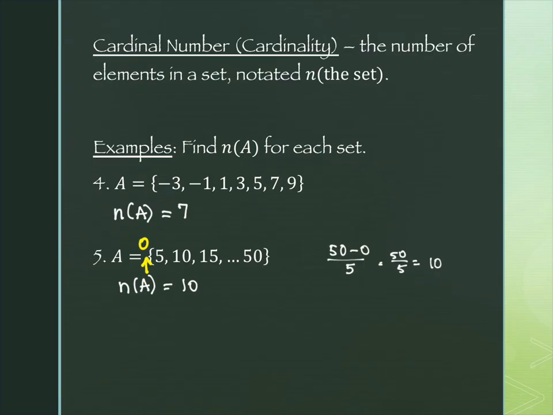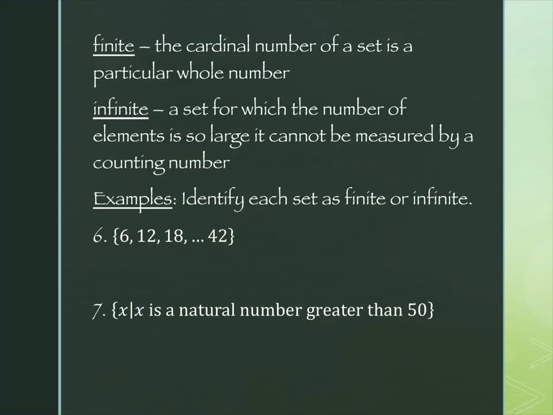Now, because we're talking about number of items in sets, there are 2 different types of sets that we can describe. One is finite, and the other is infinite. So a finite set is a set where the cardinal number is a particular whole number. Like I can actually write down 10. There's 10 items there. Something that is infinite is a set for which the number of elements is so large it cannot be measured by a counting number.